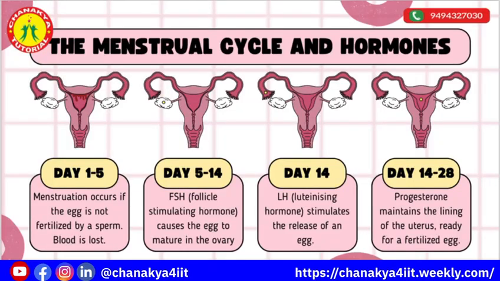The menstrual cycle and hormones. Day 1 to 5. Menstruation occurs if the egg is not fertilized by a sperm. Blood is lost.